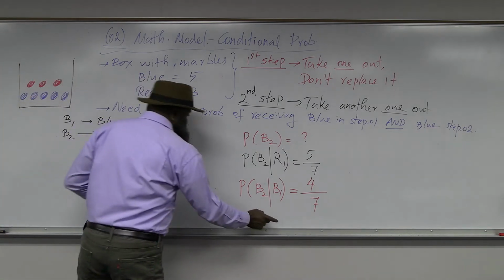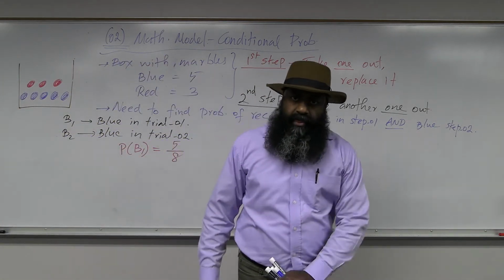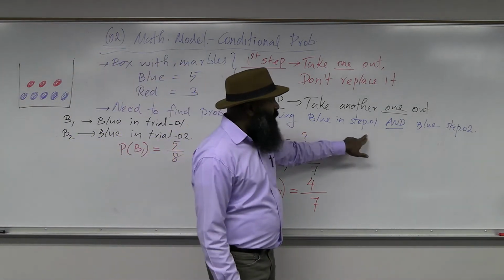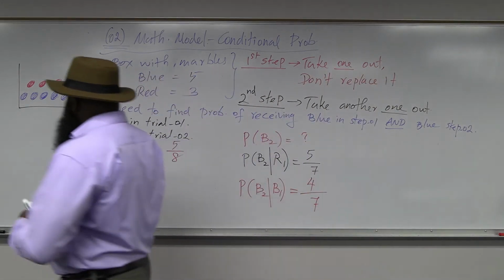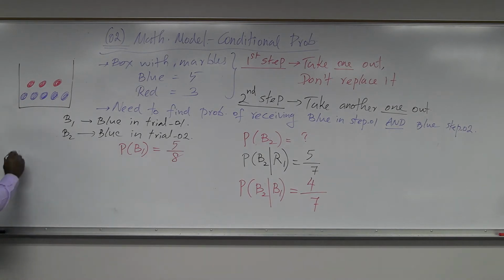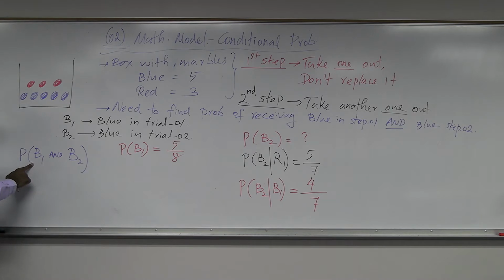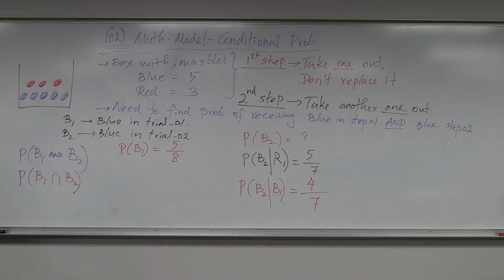Alright, now we have these probabilities. But what I need is a slightly different probability. What I need is to find the probability of receiving blue in step one and blue in step two, right? Basically, what I need is the probability of blue in step one and blue in step two. Probability B1 and B2, that's what I need. Or in mathematical symbols, what I need is P(B1 ∩ B2). Now, how can I find that?